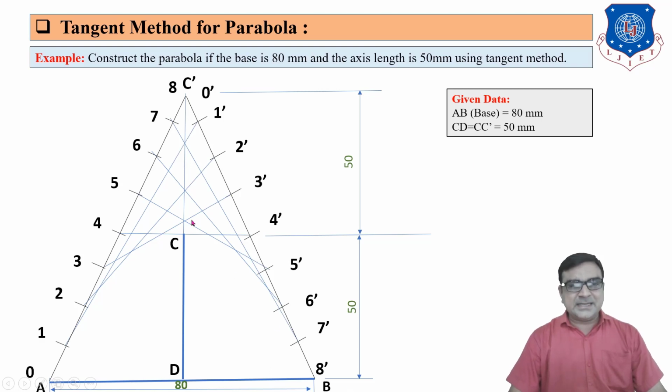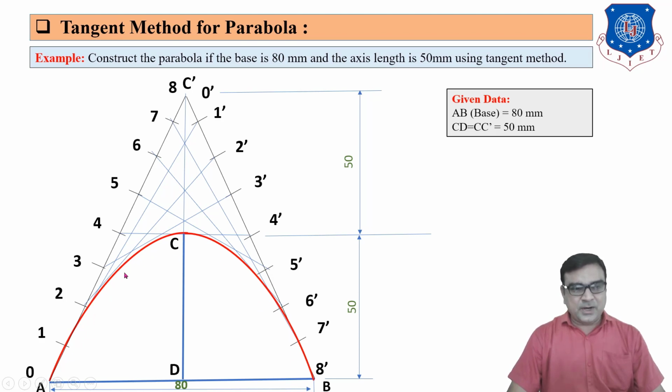Now actually these lines are tangents of our parabola. So we have to just trace out the parabola which passes from every point of these lines, with which the point on the line becomes its tangent. So just trace out a parabola by selecting suitable points on the lines.